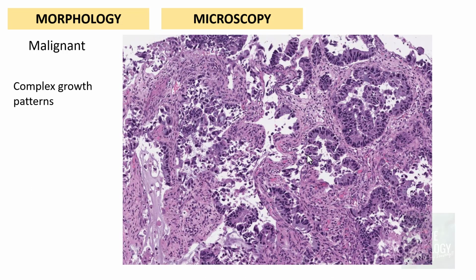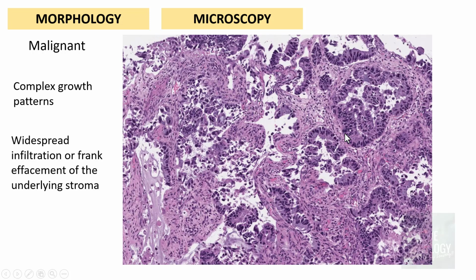Whereas malignant mucinous tumors, or mucinous cystadenocarcinomas or mucinous carcinomas, have a very complex growth pattern. At any magnification you can make out that there is widespread infiltration. There is frank effacement of the underlying stroma. Can you see that the tumor cells are seen infiltrating into the underlying stroma? Lots of mucin is there, broken glands, lots of cells with atypical nuclei, pleomorphism, seen infiltrating into the underlying stroma.